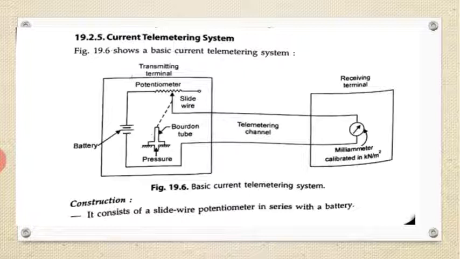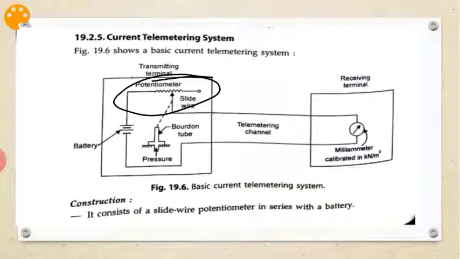Hence, why is it called the current telemetry system? Because this potentiometer is connected in series with the supply, whereas in the earlier case the potentiometer is connected across the supply, hence it was called voltage telemetry. Now it is connected in series, so we are saying this is the current telemetry system.